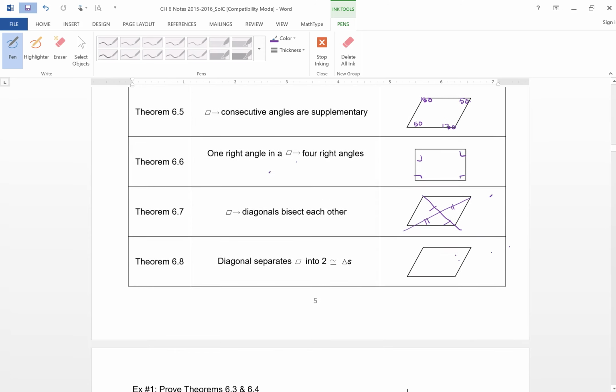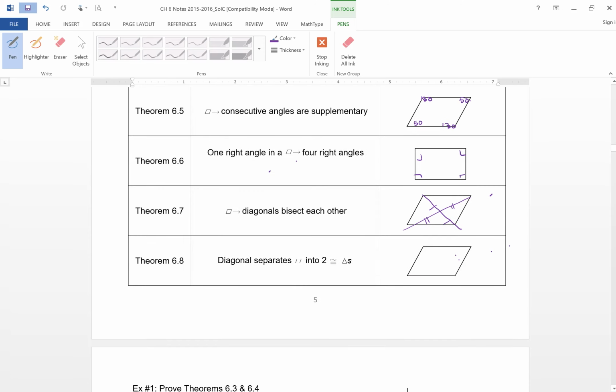The next theorem is a diagonal separates the parallelogram into two congruent triangles. So, A, B, C, D, triangle ABC is congruent to triangle CDA.